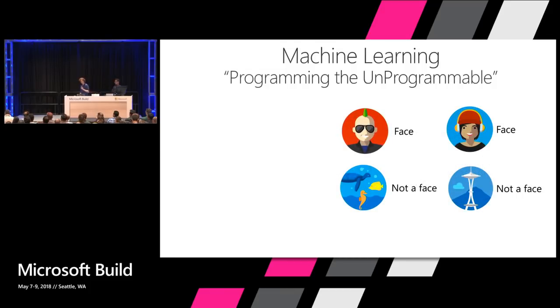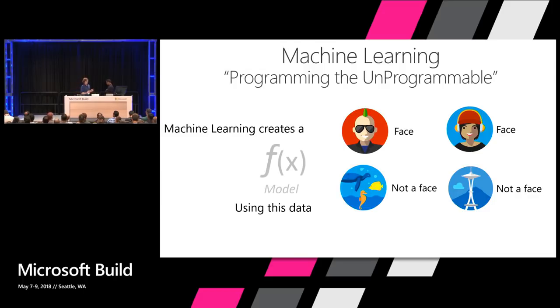So even though we don't know how to write that function, we do have examples of the inputs and outputs to that function. We have many, many images, and we can label those images to say whether they have a face in it or not. Machine learning lets us take that data, those examples of inputs and outputs, and create a model, which you can think of as a function that takes in the image as the input and tells you as an output whether there's a face in it or not.